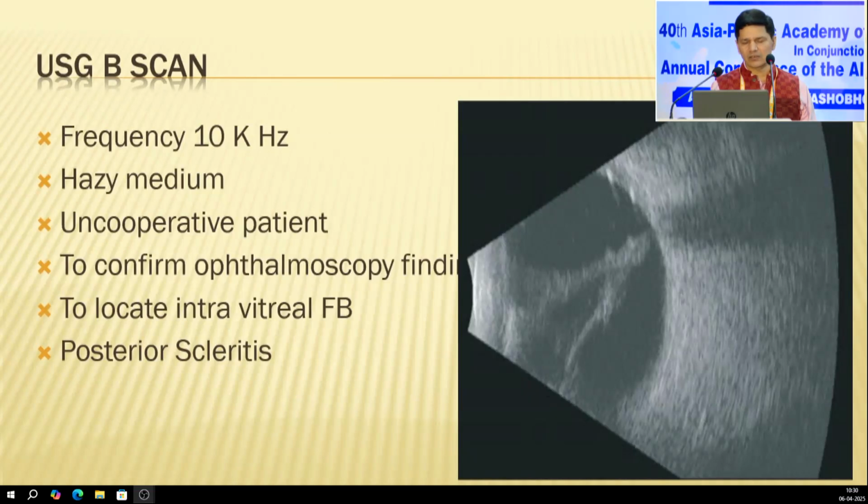And sometimes you need to use it to confirm your ophthalmoscopic findings also, like in shallow retinal detachment or PVD, and it is also used to locate an intravitreal foreign body, and particularly posterior scleritis. This T sign is very important in B scan to confirm posterior scleritis. And certain things like choroidal detachments are difficult to diagnose on fundus examination, and sometimes you need the help of B scan in such situations.